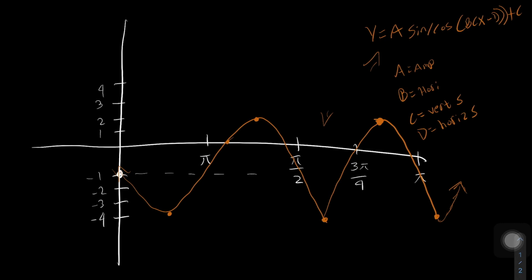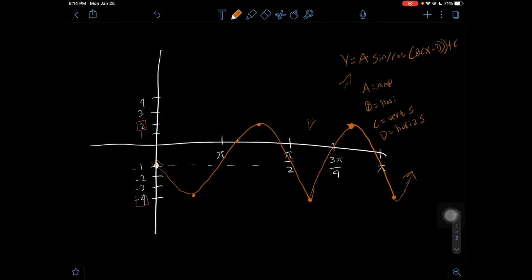Well, we can see that we have a very ordinary looking graph, and let's try to find our amplitude. So in order to find our amplitude, what I like to do is find our max and our min value and divide by 2. So we have a max value of 2, a min value of -4. Let's do -4 plus 2 equals -2. Divide that by 2, and we get -1.